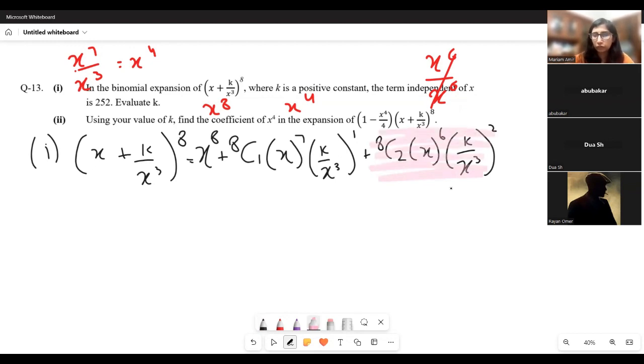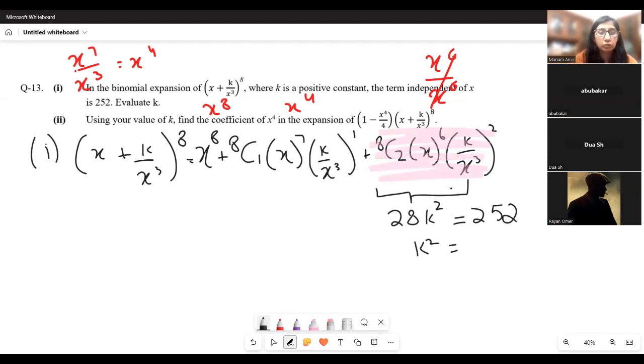The coefficient for this is going to be 8c2 times k square. 8c2 is 28. So this becomes 28k square, and there's no x with it. And we equate it to 252. So k square equals 252 divided by 28, which is 9. k equals plus minus 3 should be your first answer.